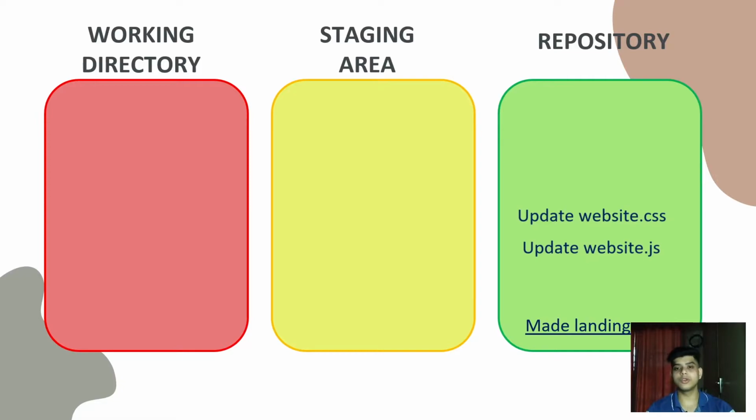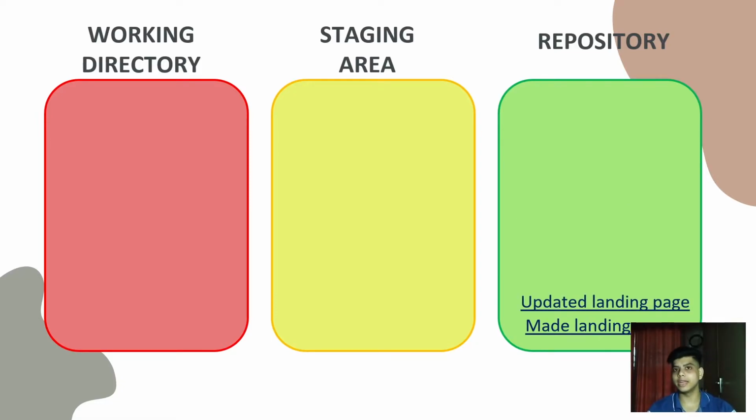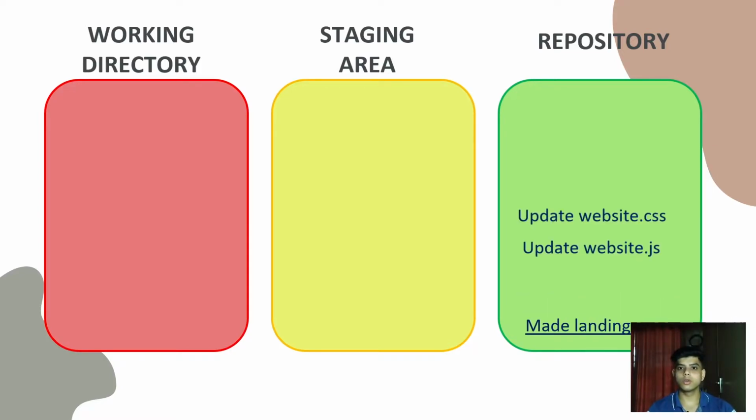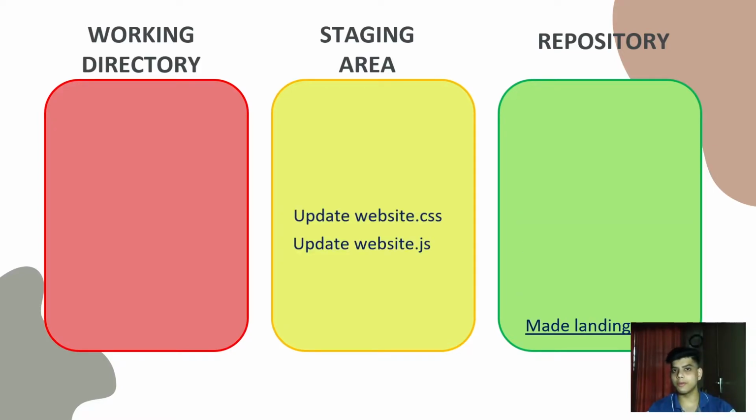And in the repository, we need a message. So I can say "updated landing page." This could be any message. It should be meaningful, and we'll talk about this message a bit later, but this is the common workflow that we see. All right, so working directory, staging area, and then repository.